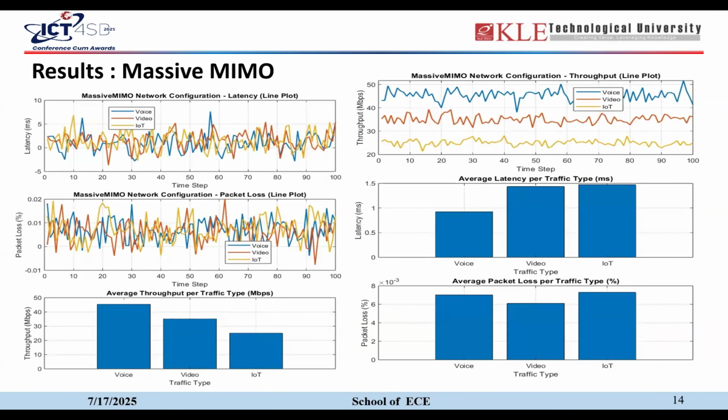So this is massive MIMO. With massive MIMO, we saw a strong increase in throughput thanks to multiple users and transmissions. You can see latency for voice is lowest and video and IoT is highest. Massive MIMO uses multiple antennas, and average throughput is highest for voice, then video and IoT.